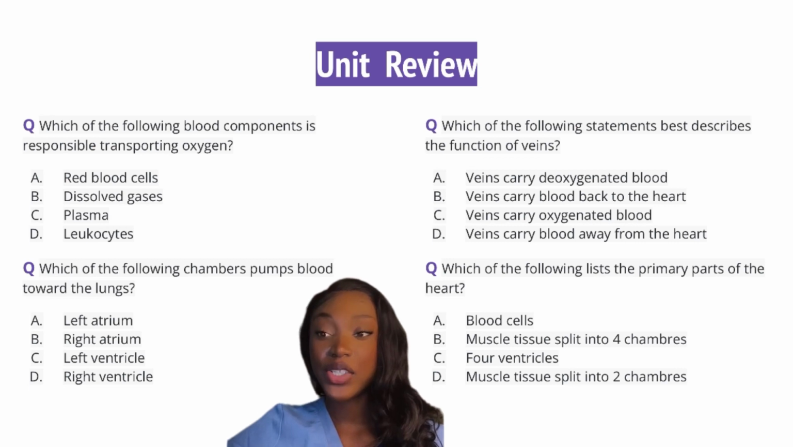And the fourth question is, which of the following lists the primary parts of the heart? A, blood cells. B, muscle tissues split into 4 chambers. C, 4 ventricles. D, muscle tissues split into 2 chambers.